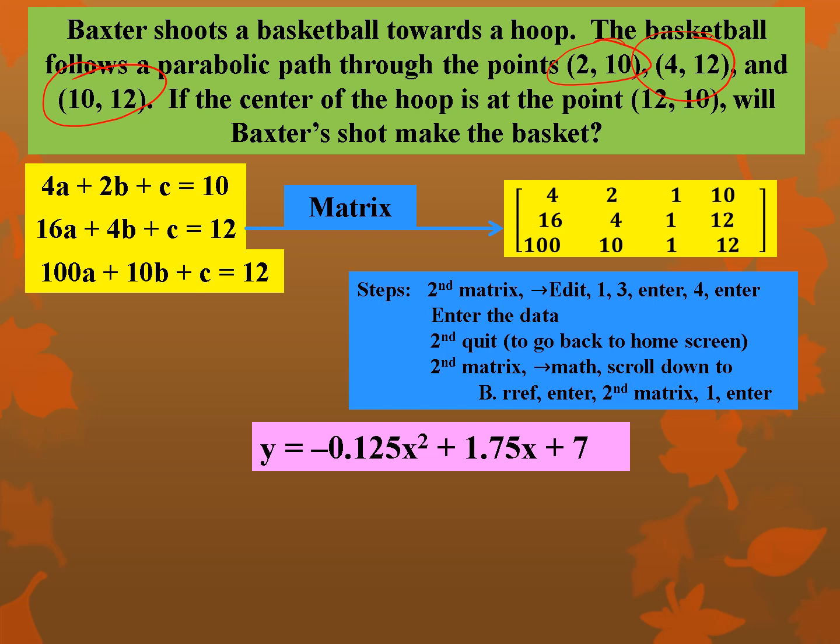That leads us to the second part of the question. It says, if the center of the hoop is at the point (12, 10), will Baxter's shot make the basket? What this is really asking, y'all, is whether (12, 10) is on your parabolic path. If it is, then woohoo, he makes the shot. If it's not, too bad, so sad, he misses the shot.